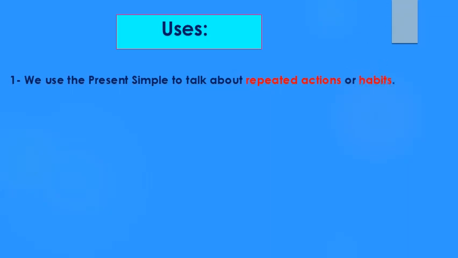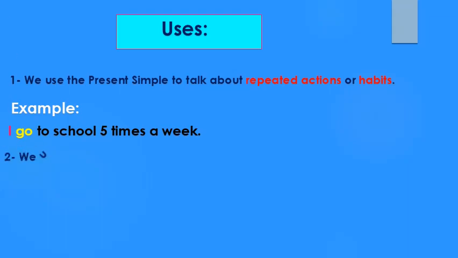Uses. So we use the present simple to talk about repeated actions or habits. Here we have an example. I go to school 5 times a week. So this action is repeated. Every week I go to school 5 times.